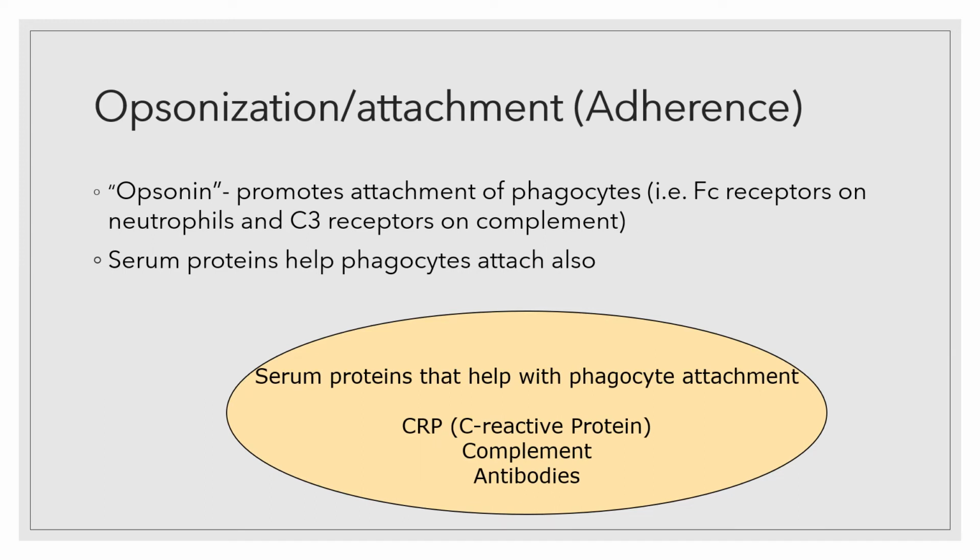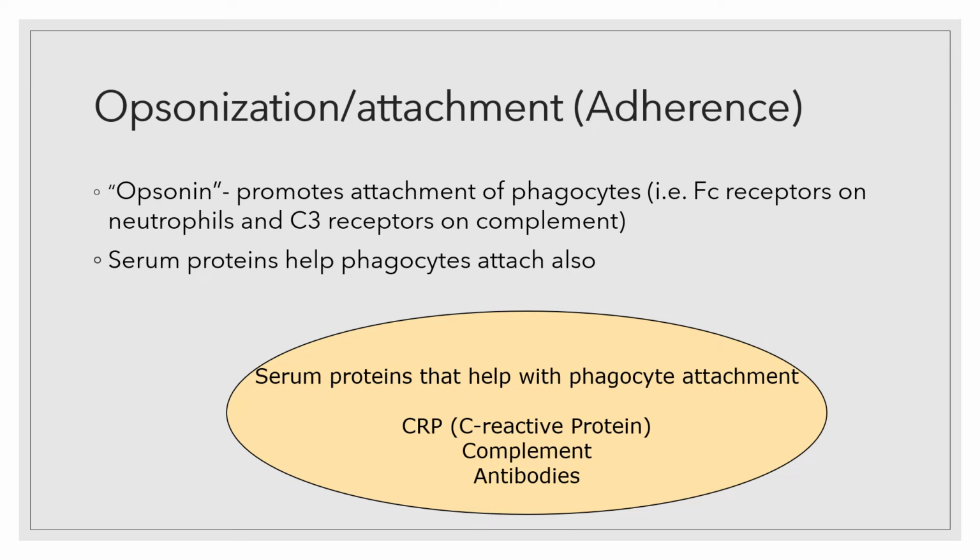When organisms are coated with materials that speed up phagocytosis, these things are called opsonins, or this is called opsonization or attachment, which is the second stage in phagocytosis. Phagocytes then go through the endothelium and snuggle up next to the bacteria and then attach. The opsonin promotes attachment of phagocytes, and usually an opsonin is something like a receptor on a neutrophil or a C3 component of complement. These are all opsonins.